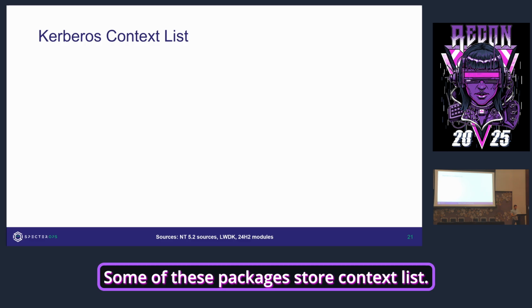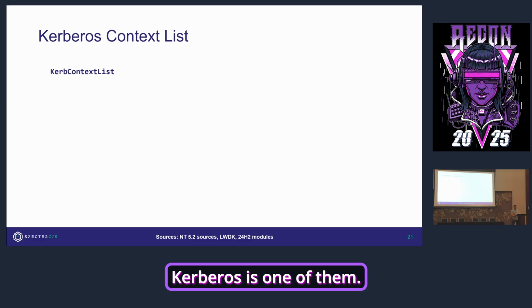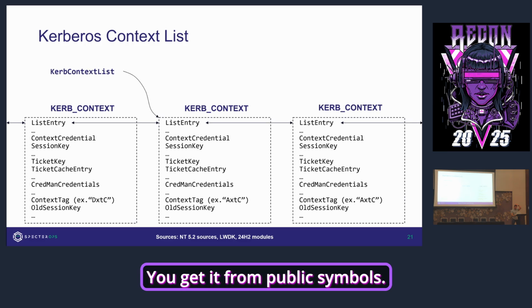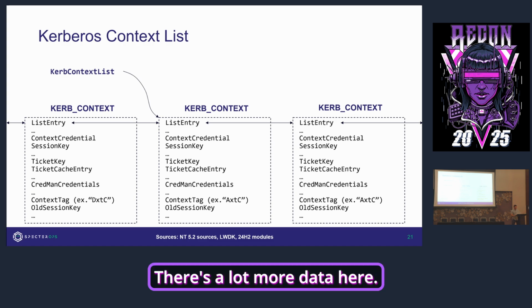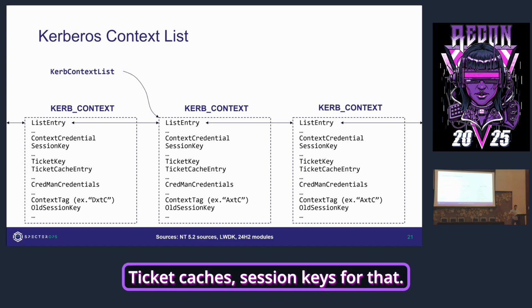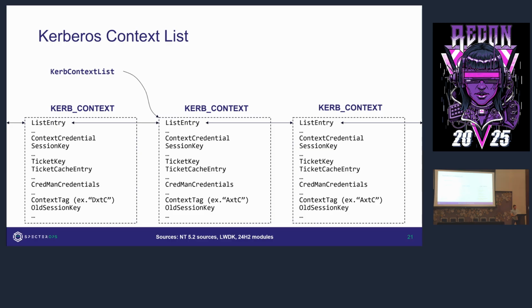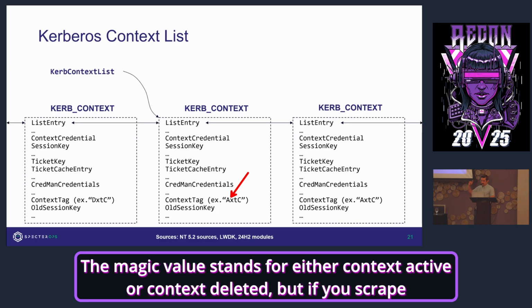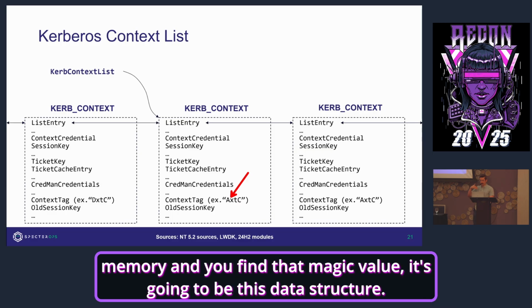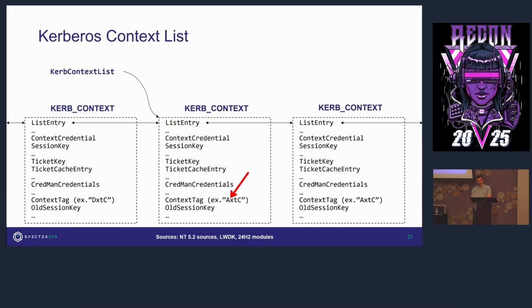Some of these packages store context lists. Kerberos is one of them. It's just a global variable; you get it from public symbols. It's a doubly linked list, and there's a lot more data here: ticket caches, session keys for that. It has its own unique magic value they can search for here. The magic value stands for either context active or context deleted, but if you scrape memory and you find that magic value, it's going to be this data structure, or at least it should be.